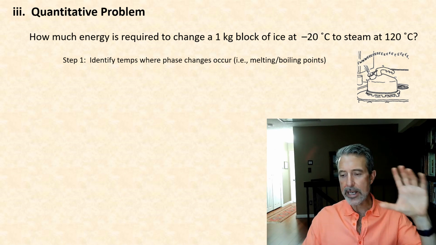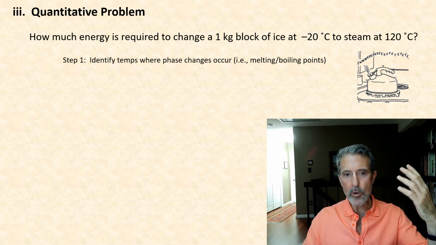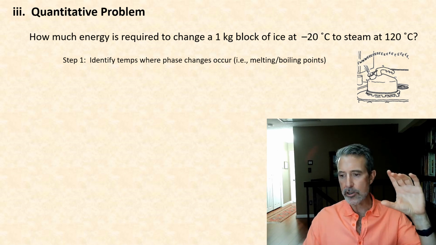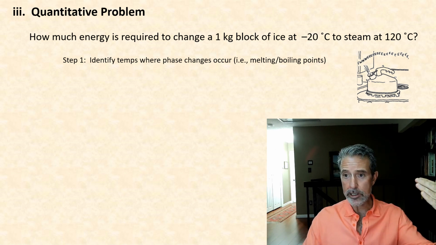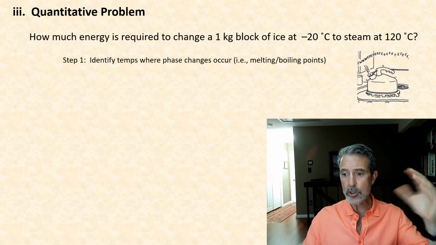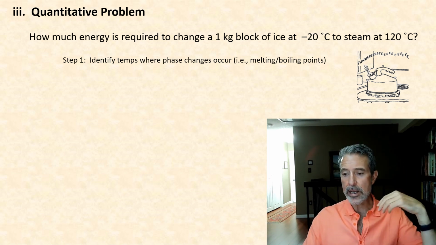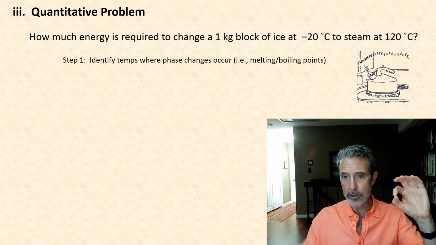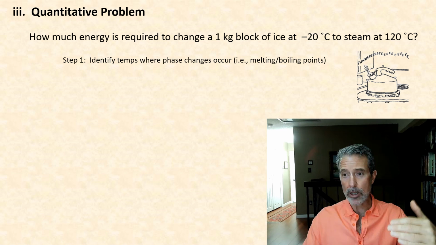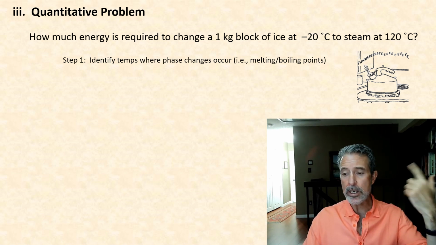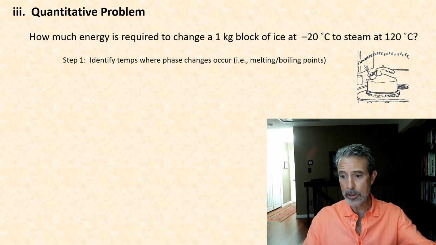The first step in any one of these problems is always to identify the temperatures where the phase changes occur. If we're going from an initial temperature of minus 20 degrees Celsius to a final temperature of 120 degrees Celsius, and the substance is water, then we are going to experience two phase changes. For water, you probably don't have to look up the melting and boiling points. The first phase change, where water turns from a solid into a liquid, happens at 0 degrees Celsius. The second phase change, where the liquid water turns into a gas, happens at 100 degrees Celsius.